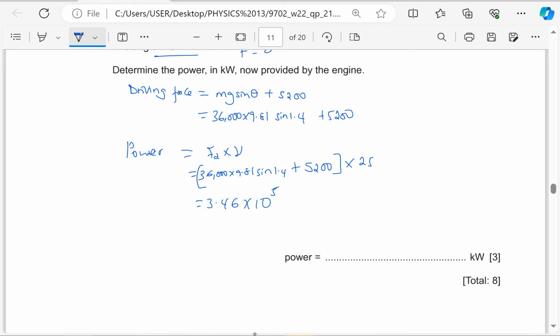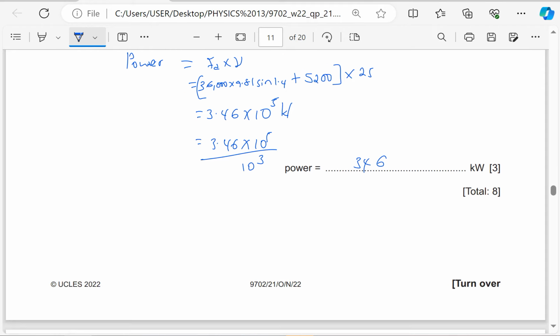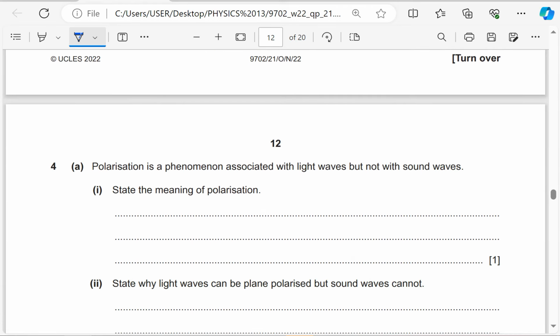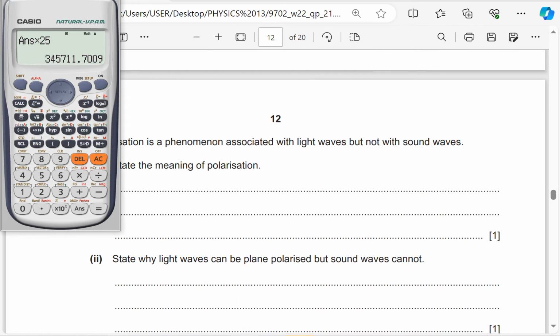They want the answer in kilowatts. This was watts. So in kilowatts, 3.46 times 10 to the power of 5 divided by 10 to the power of 3. So this becomes 346 kilowatts. So depending on how you round off, you may get 350 kilowatts. I hope I rounded off correctly. 346, yes.